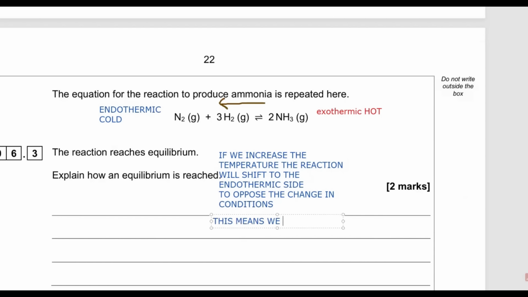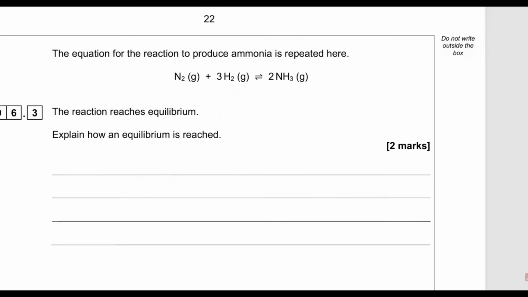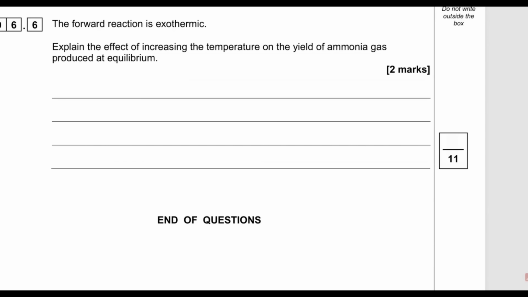I like to think of hot and cold with temperature because it helps me understand which way it's going to shift. If we lowered the temperature, Le Chatelier says it's going to move to the hot side. The reaction will do the opposite, and that would increase the amount of ammonia. Well, so what we want to put here is our answer. We're going to get a smaller amount or a smaller yield of ammonia because the reaction will shift to the endothermic side. So if you increase the temperature, the equilibrium position will shift to the left, or you can say backwards, or you can say to the endothermic side.